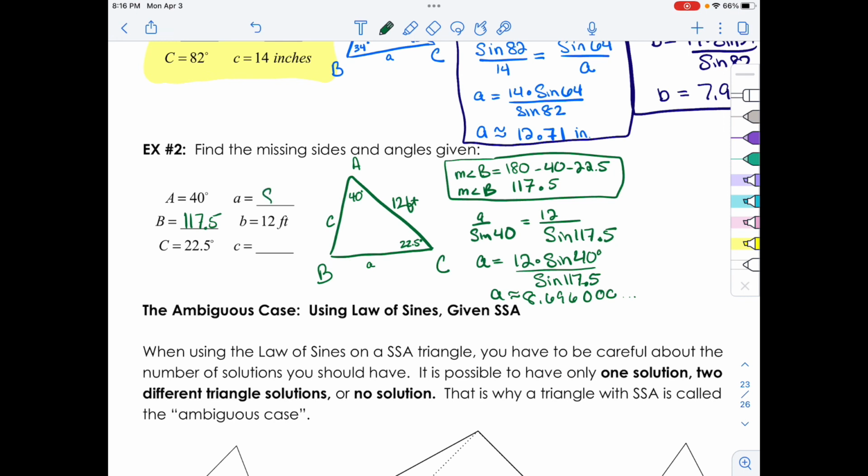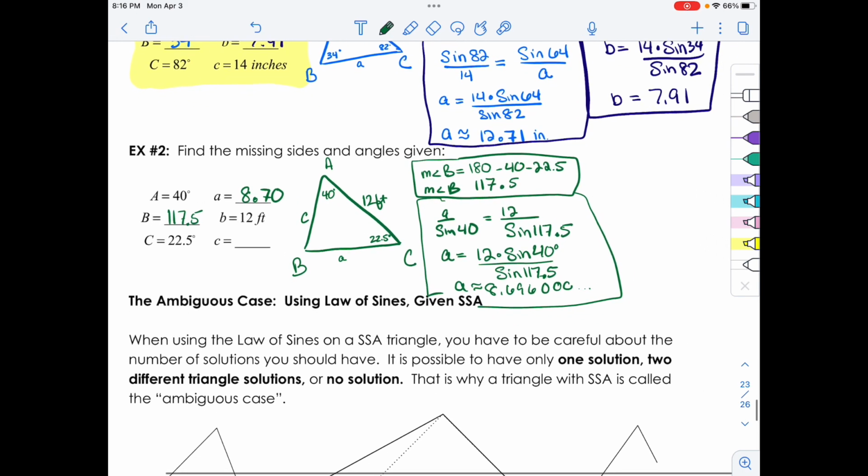So 8.696 rounds up to 8.70. In order to prove to me that you rounded to 2 decimal places, you have to include that 0. You can't just put 8.7. Okay, so that's this group.